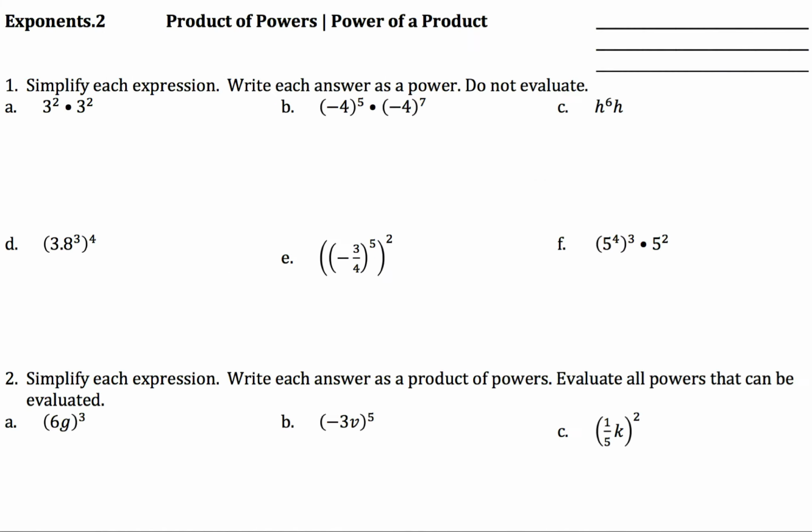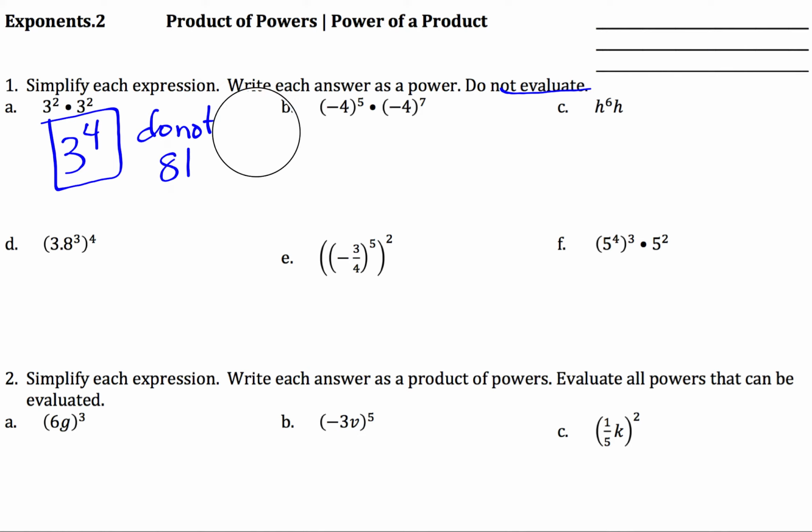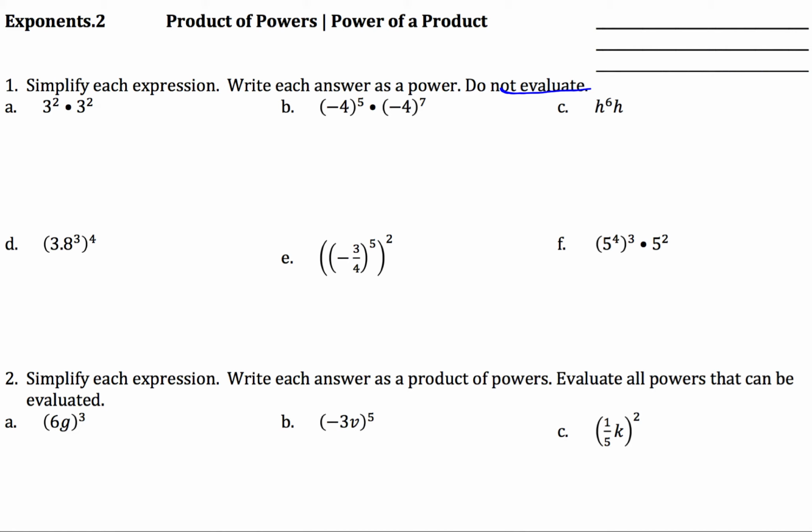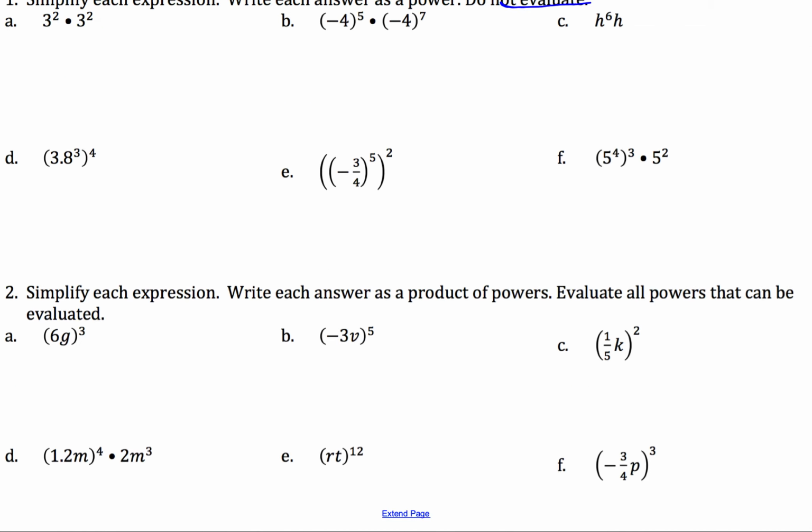Okay, on the assignment, number 1, simplify the expression, write your answer as a power, do not evaluate. Do not evaluate means you do not find the value of. So when you get the answer of 3 to the 4th here, you leave it as that. You do not answer it as 81, because 3 to the 4th is 81.